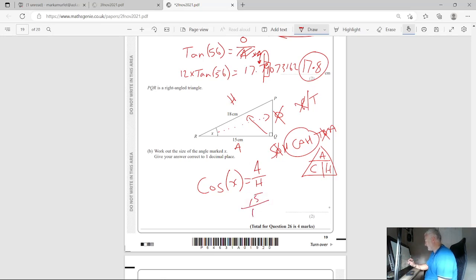The hypotenuse I know is 18. I want x on its own. Whenever I need to find an angle, I do the cos of the -1. So that's what I'm going to type into my calculator. So I do shift cos, fraction key, 15, tab down, 18, close bracket. So I end up with cos -1, 15 over 18 equals.